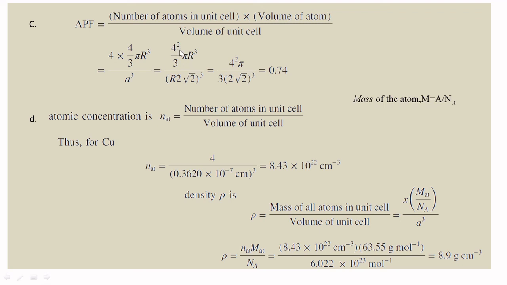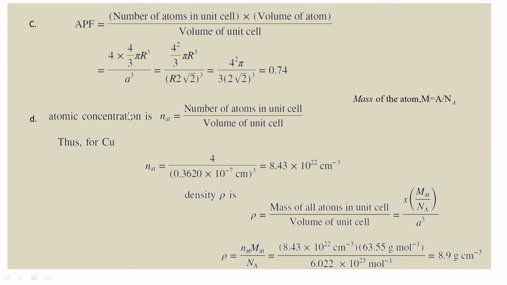Then if you substitute and cancel the r, you will get 4 into 4 by 3 pi, divided by 2 root 2 cube. This is 2 root 2 cube. After that you will get 0.74. That is a 74% atomic packing factor for this face-centered cubic cell.